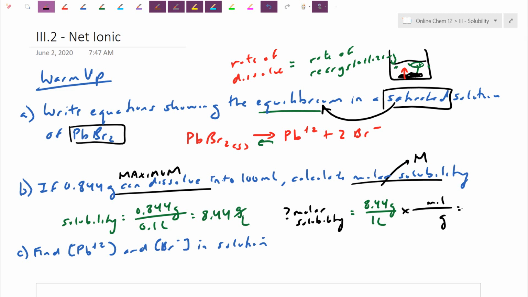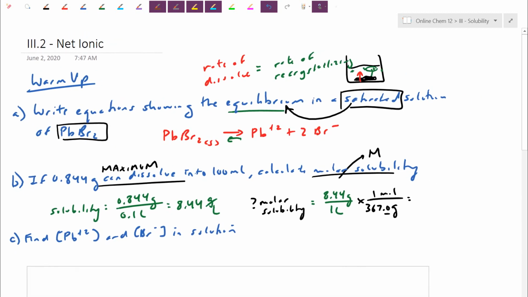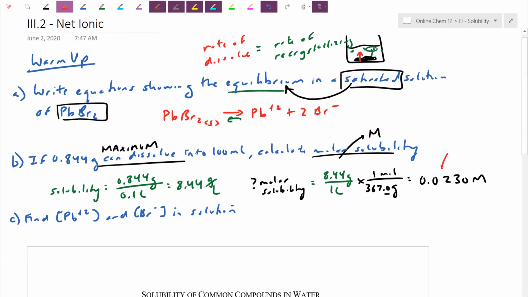So lead is 207.2 plus 2 times bromine, 79.9, gives you 367. We still want to do 1 decimal place for the molar mass. So 8.44 divided by 367. The molar solubility, that same number just written in different units, is actually going to be 0.0230 molar. So you can think of that as the concentration in solution when you hit saturation, or you can think of this as you manage to dissolve 0.0230 moles of solid per 1 liter.